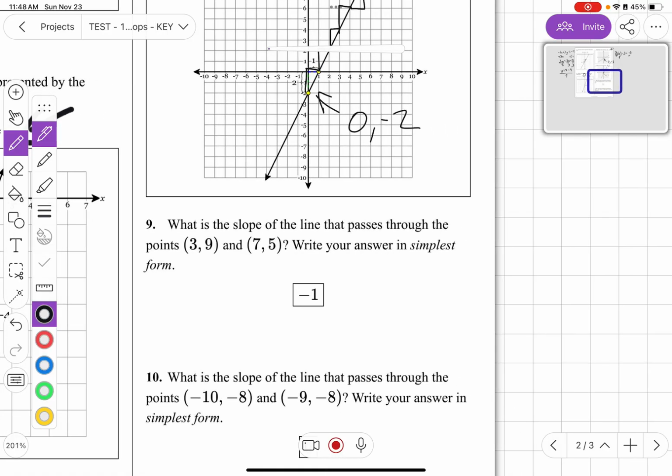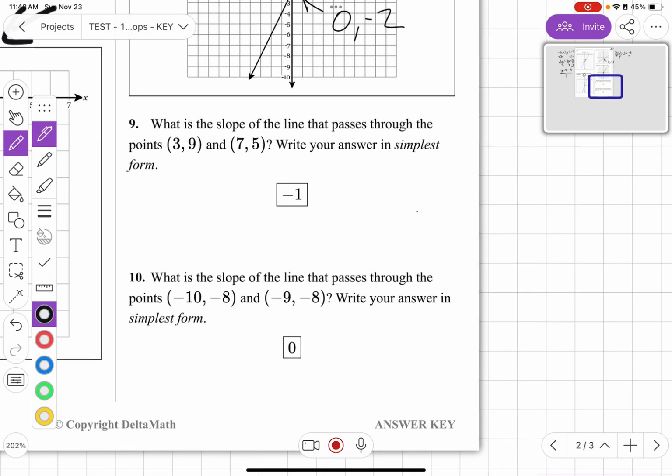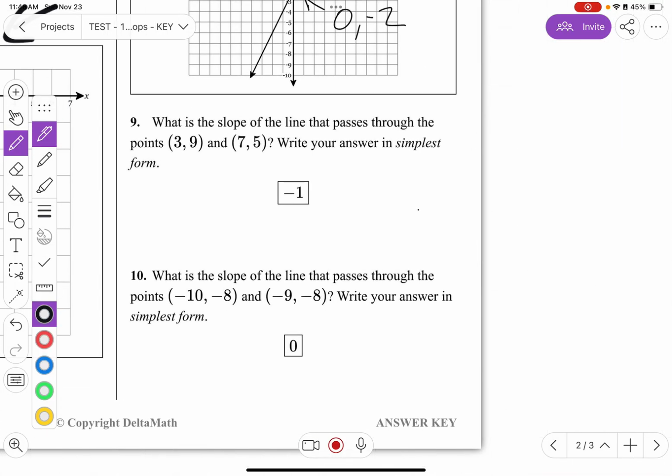Okay, so what's the slope of this line? The way you do that, you can do 5 minus 9 over x2 minus x1. You can do it that way, so you get minus 4 over 4 equals minus 1. So you can definitely do it that way.